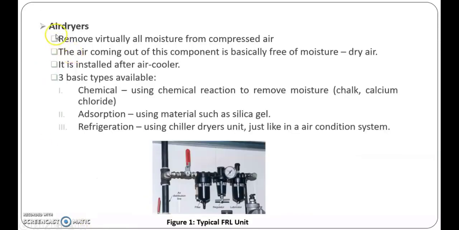Next adalah air dryers. Air dryers ni pentingnya adalah untuk remove the moisture from the compressed air so that we can get the dry air. Penting dry air. Sebab apa? Sebab kalau compressed air yang masuk still lagi ada moisture, dia akan menyebabkan corrosion to the system. Okay. And then it is installed after the air cooler. Okay, there are 3 basic types of the air dryers: chemical, adsorption, and refrigeration.